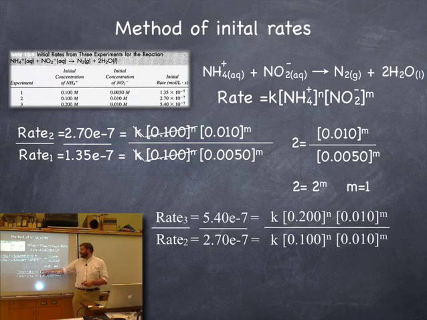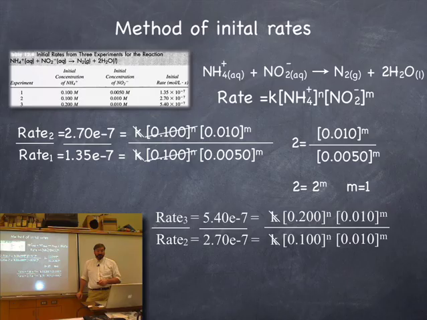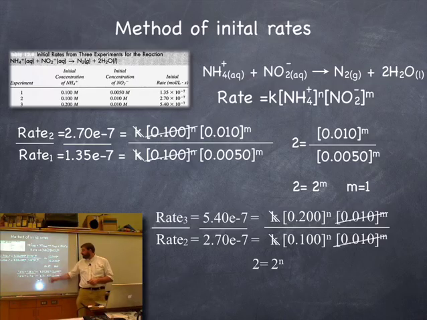And again, the K values cancel out. In this case now, the nitrite values cancel out. And you're left with your value. You divide these, you get 2, 2 to the n. N has to equal 1.